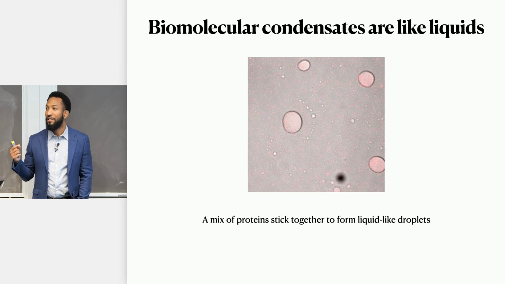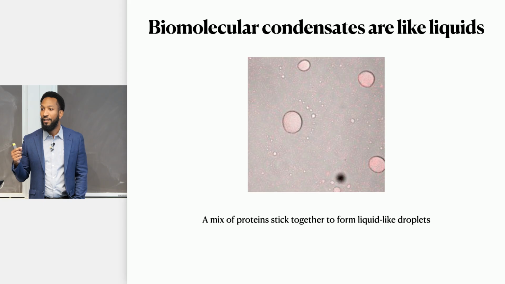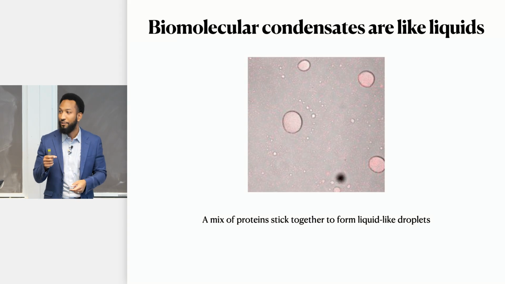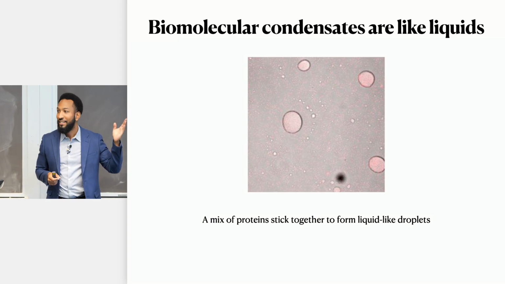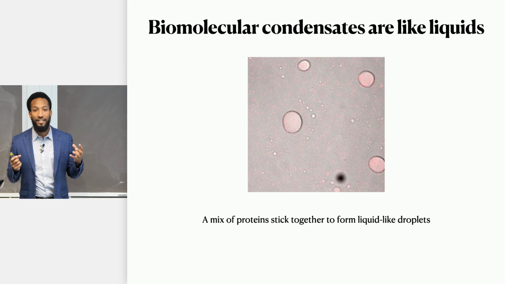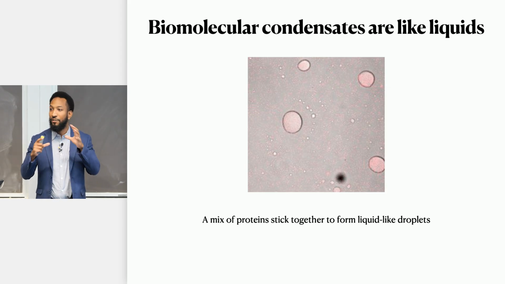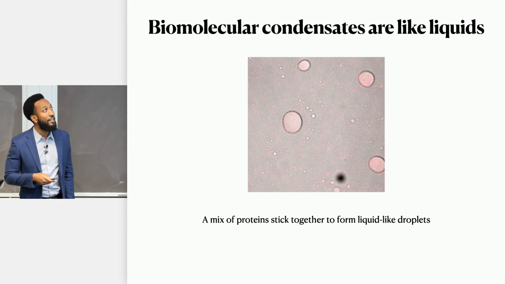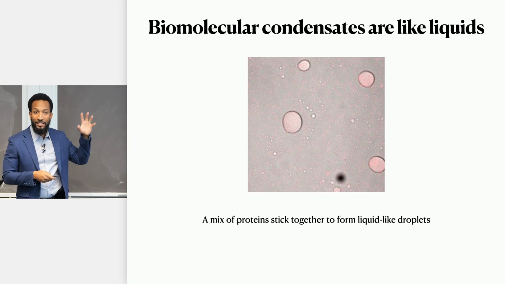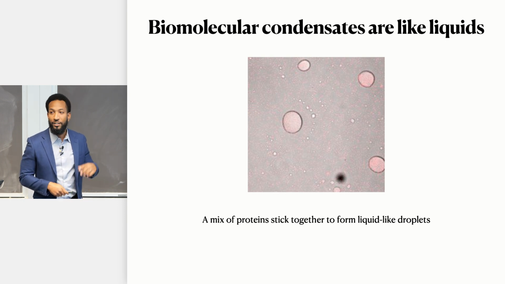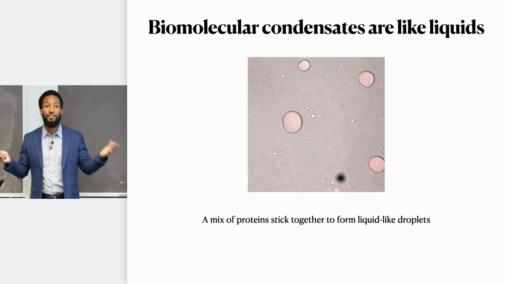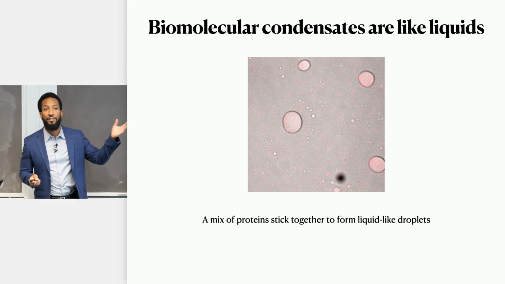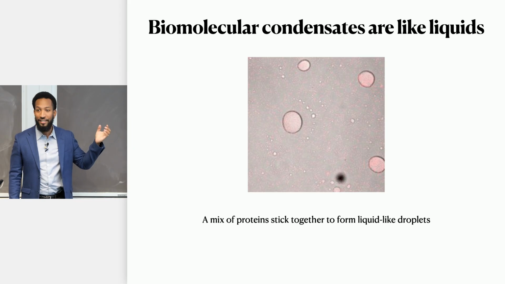This is actually proteins that were reconstituted from cells and just mixed in a test tube. And this is what comes out. This is what we mean by liquid-like droplets. When you mix these proteins together, there are interactions between them so that they stick together in a way that looks like a liquid. This is the connection. But now I want to tell you a little bit about the physics of liquids, just classical liquids like water and things like that. Then we'll circle back to what that means for cells.